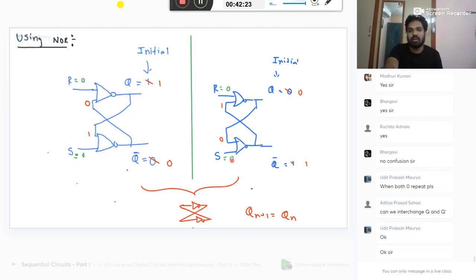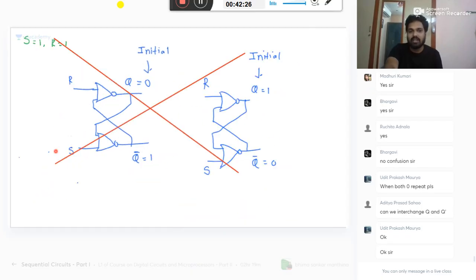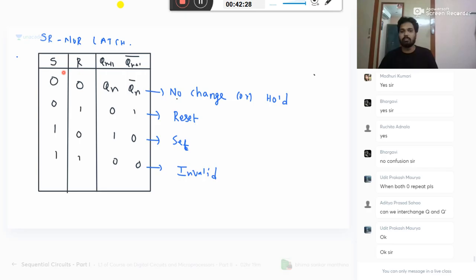Now listen, how to store data in the latch, simple logic. You want to store 0, what to do? Give S=0, R=1. Then this Q will become 0 automatically. Then make it 0 0. Then it will not change. It will keep that 0 as it is.